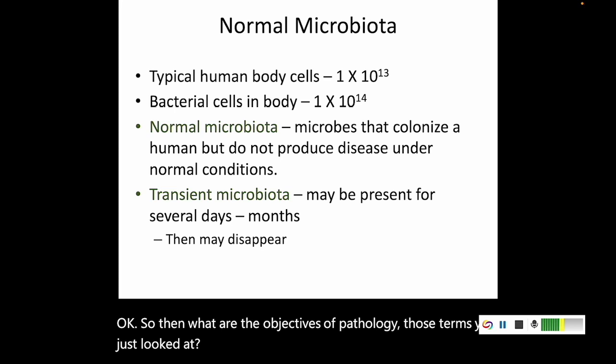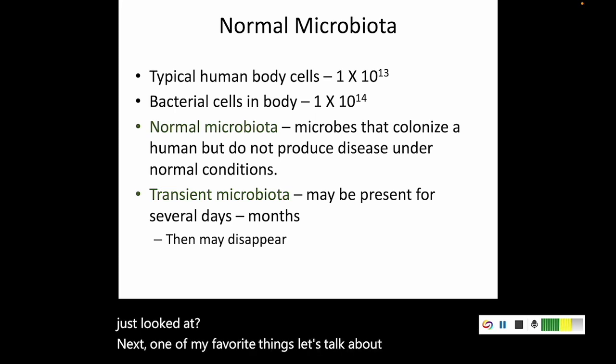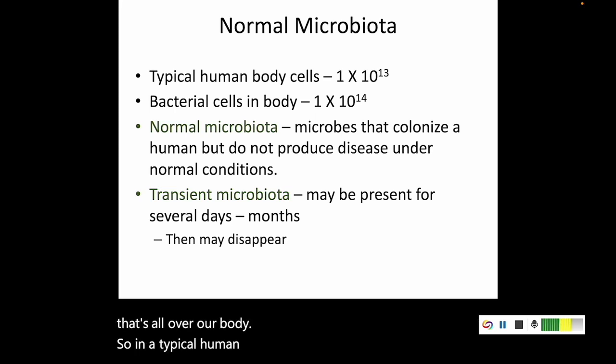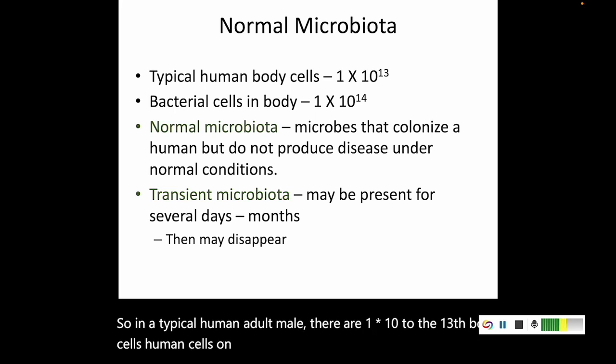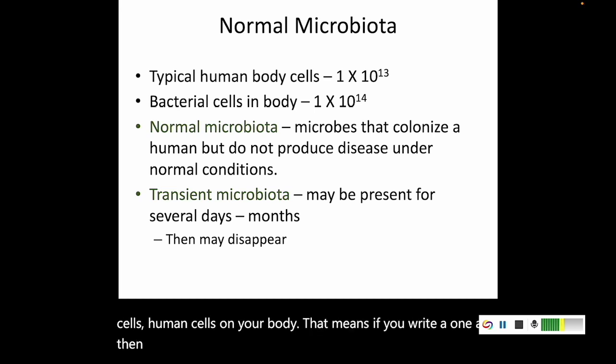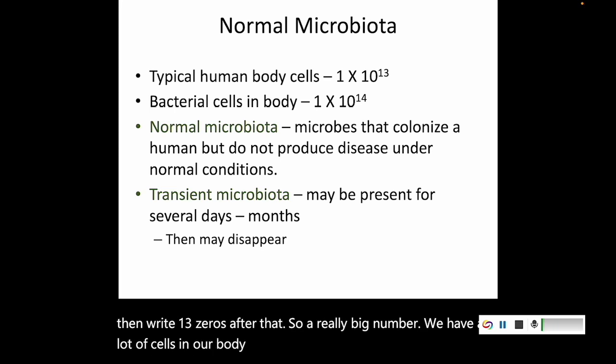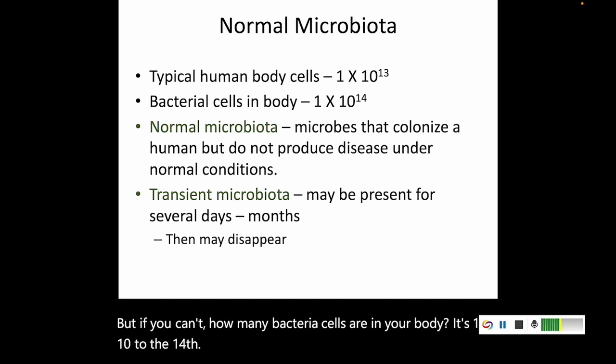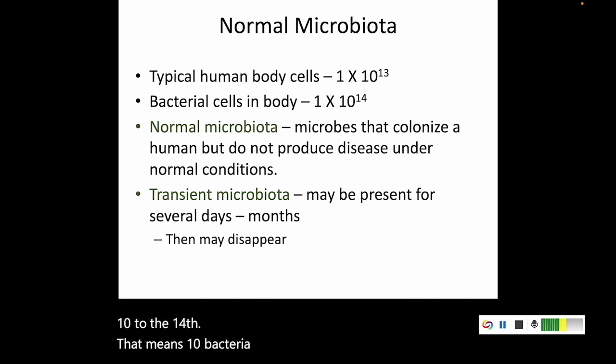Next, one of my favorite things, let's talk about all the good junk that's all over our body. So in a typical human adult male, there are 1 times 10 to the 13th body cells, human cells on your body. That means if you write a 1 and then write 13 zeros after that, it's a really big number. We have a lot of cells in our body. But if you counted how many bacteria cells are in your body, it's 1 times 10 to the 14th. That means 10 bacteria for every human body cell.